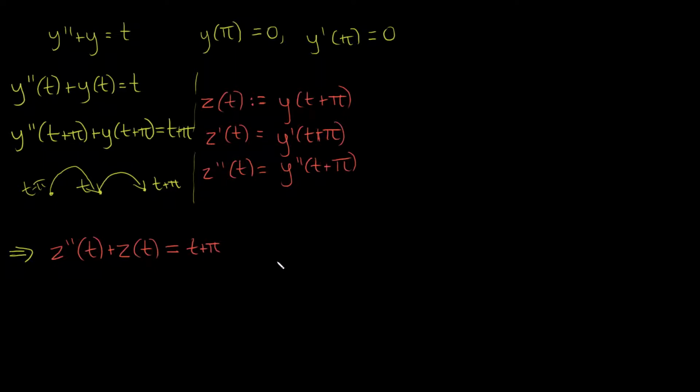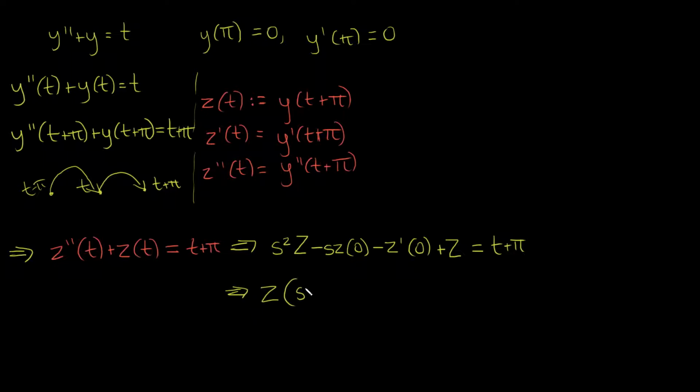We're going to get, and I'm going to assume you kind of understand what's going on with the Laplace transform. So the Laplace transform of z double prime of t is going to be s squared times big Z, the Laplace transform of z, minus s times z evaluated at 0, minus z prime evaluated at 0, plus big Z, and then this is all equal to t plus pi. And now it gets good, because now we factor out the Z. We get Z times s squared plus 1, and then this z of 0, z prime of 0.